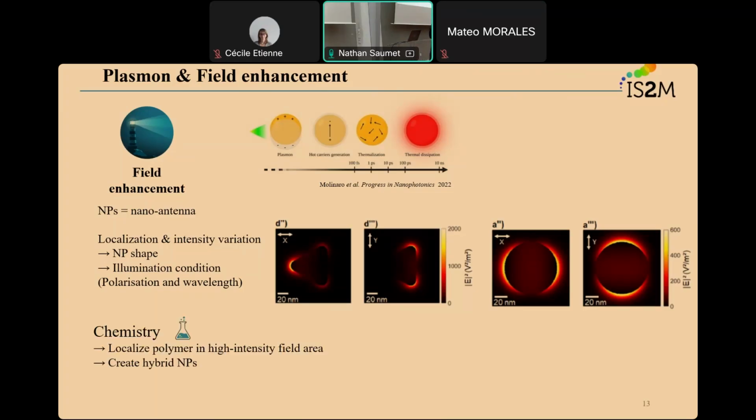We can put chemistry inside this to map the intensity field area, by polymer chemistry mainly, to create hybrid nanoparticles. Here the goal is to position at the nanometric scale a molecule where the field is the highest. Why do we want to do that? We want to do that for a sensing application. Because if we put the molecule where we can detect it most efficiently, we will gain a lot of detection sensitivity. So this clearly has good applications in detection and sensing.